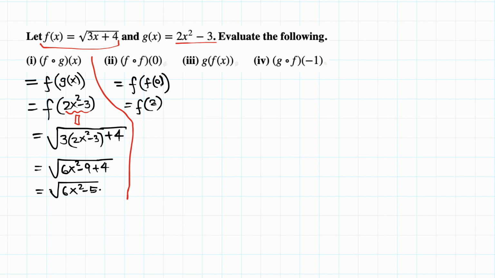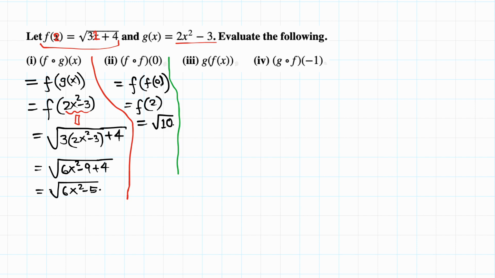Repeat the same thing, but now the input is 2. f of 2 is then the square root of 3 times 2, 6, plus 4, 10. So this is the square root of 10. And 10 is not a perfect square, and it does not have any perfect square factors. 5 times 2 is 10, but nothing. So this is it, you leave it here.